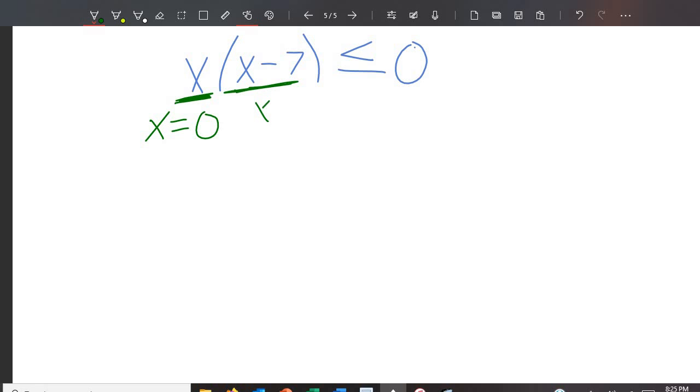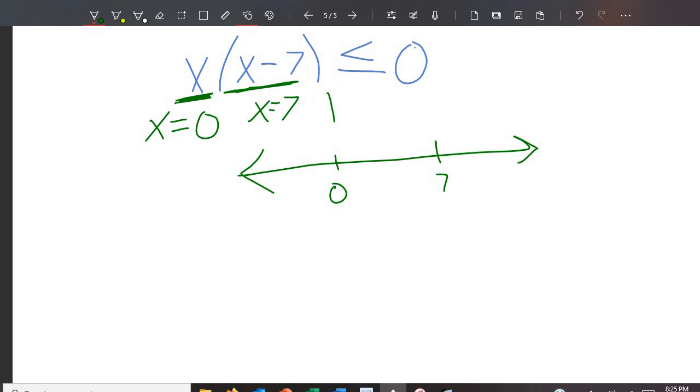And we take this and solve for x. So we've got two numbers for x, 0 and 7. Now, draw my number line. Put the 0 and the 7 on the number line. And draw my vertical lines.